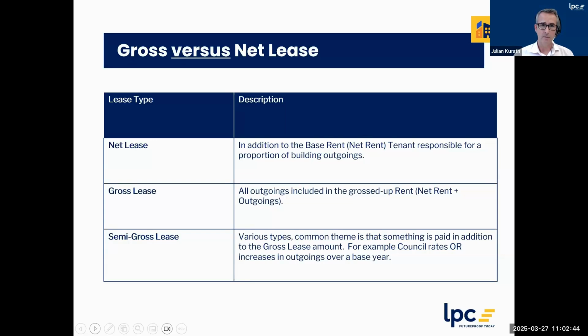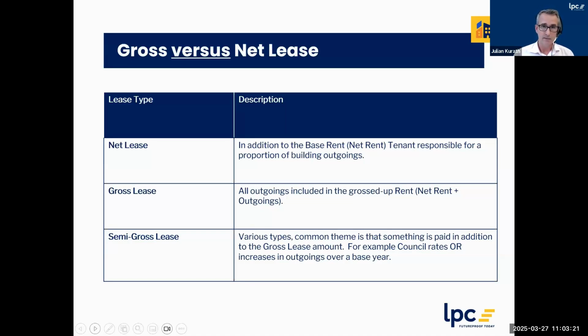And another common, or probably the most common, is semi-gross lease. There are various types of semi-gross leases. What they all have in common is that something is payable in addition to the gross lease amount, whether it be council rates or more commonly, increases over a base year. That is, in addition to the grossed up rent, the net rent and outgoings, the tenant is also responsible for increases in the building outgoings over a base year, typically the year prior to the lease commencement date. We will talk you through an example of this shortly.